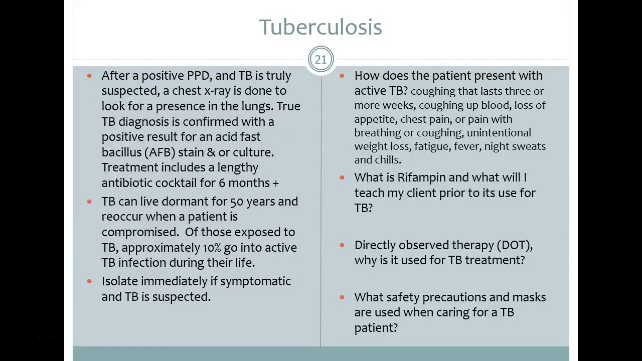Again, if we suspect a patient to have TB, we need to isolate them immediately if they're symptomatic. So what signs and symptoms are we looking for? We're looking for coughing that lasts 3 weeks or longer, especially if they're coughing up blood. Again, there is loss of appetite and unexplained weight loss, chest pain, pain with breathing or coughing, fatigue, fever, night sweats, and chills.